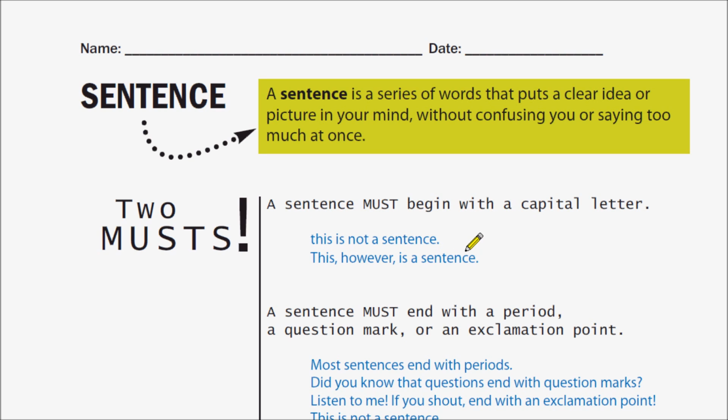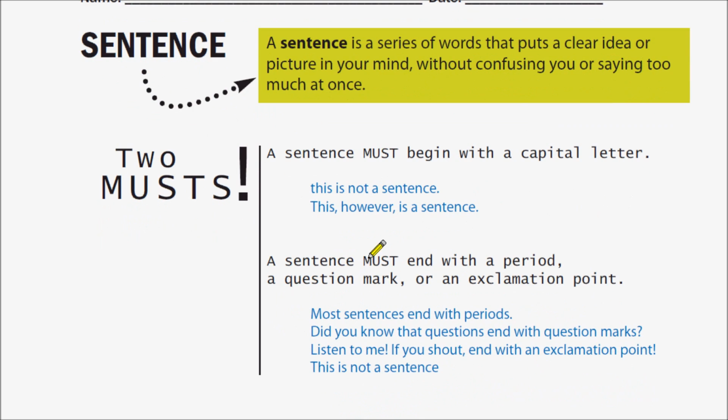You have to capitalize every sentence all the time, 100%. And then here, a sentence must end with a period, a question mark, or an exclamation point. Must. These are called, by the way, end punctuation. All right? Must end with a period, a question mark, or an exclamation point. This here is not a sentence because it does not have any end punctuation.